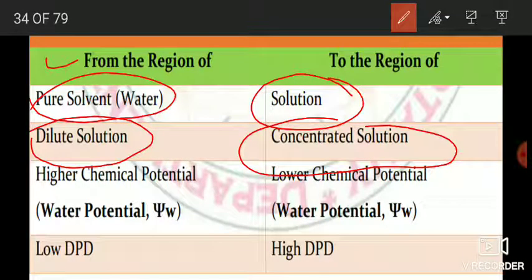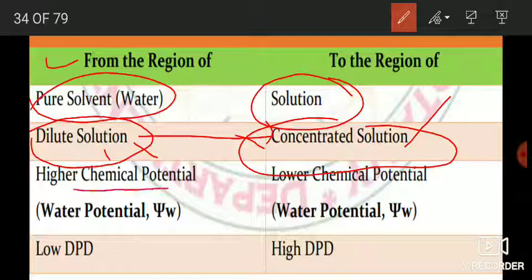अगर आपके पास दो solutions हैं, one is dilute and second one is concentrated, and these two solutions are separated by a selectively permeable membrane, water will always move from dilute solution to concentrated solution, because in dilute solution the water molecules possess relatively higher free energy as compared to concentrated solution. Okay, or you can say the movement of water molecules from higher chemical potential of water to lower chemical potential of water, or higher water potential to lower water potential.